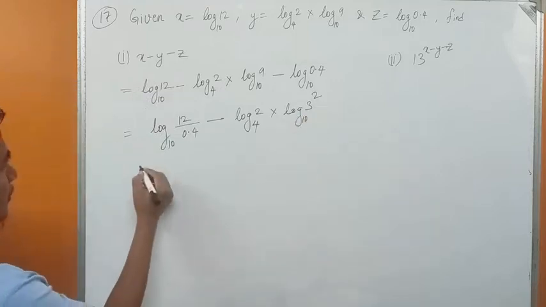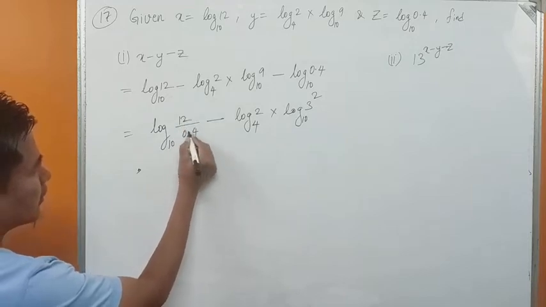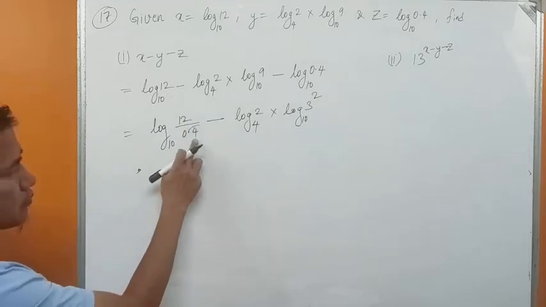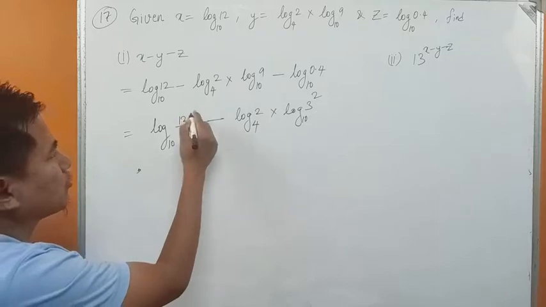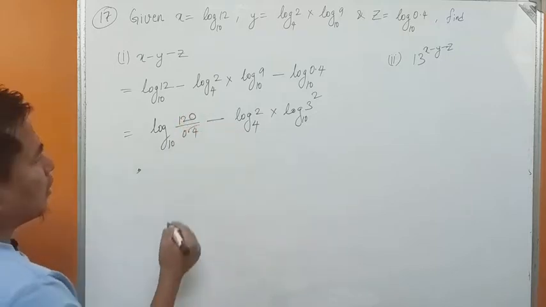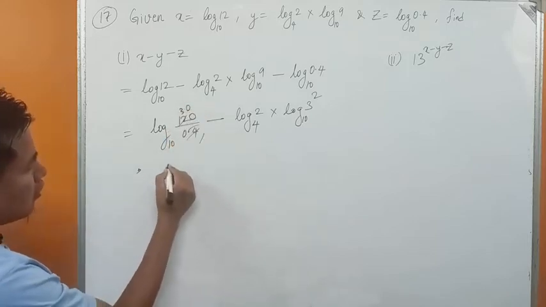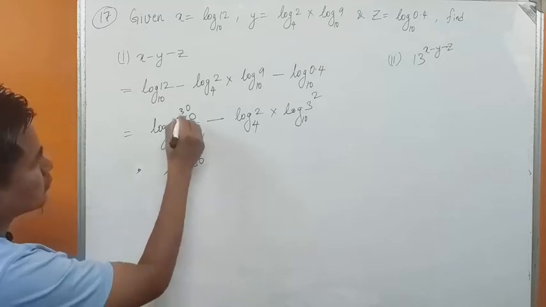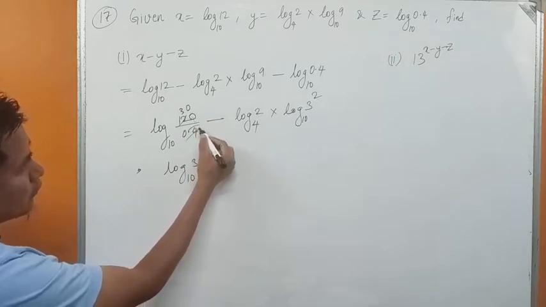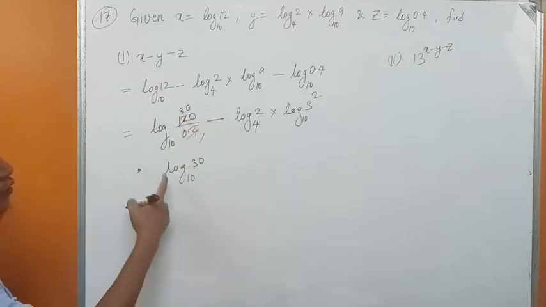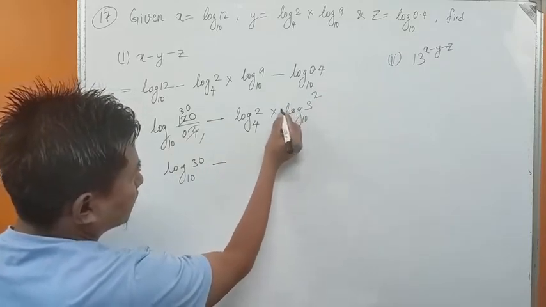Now we remove the decimal point from the denominator and introduce a 0 in the numerator. The decimal point was before 1 digit, isn't it? So we introduce 1 zero. Now 4 1s are 4, 4 3s are 12, and 4 0s are 0. So log 30 to the base 10, isn't it? We removed a decimal point and introduced a 0 in the numerator, and after that 4 1s are 4, 4 3s are 12, 4 0s are 0. So log 30 to the base 10 minus, this 2 can be written here, isn't it?